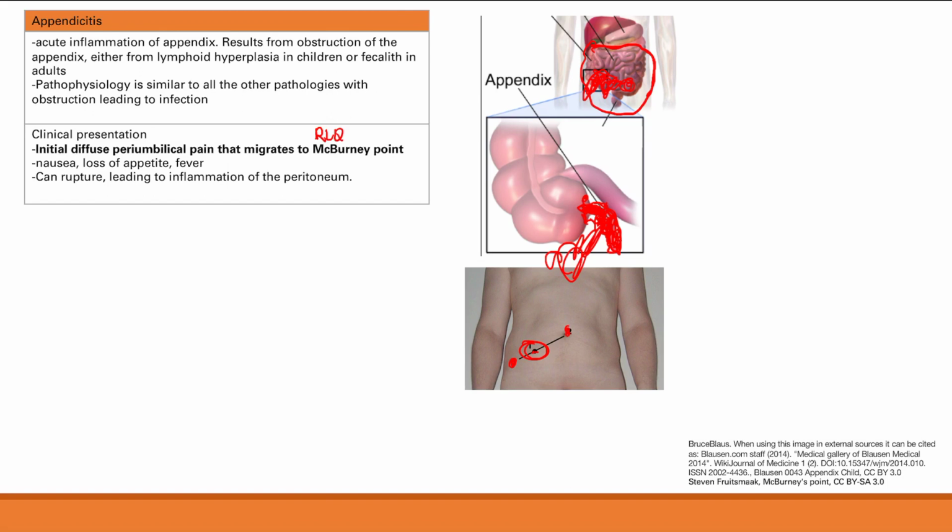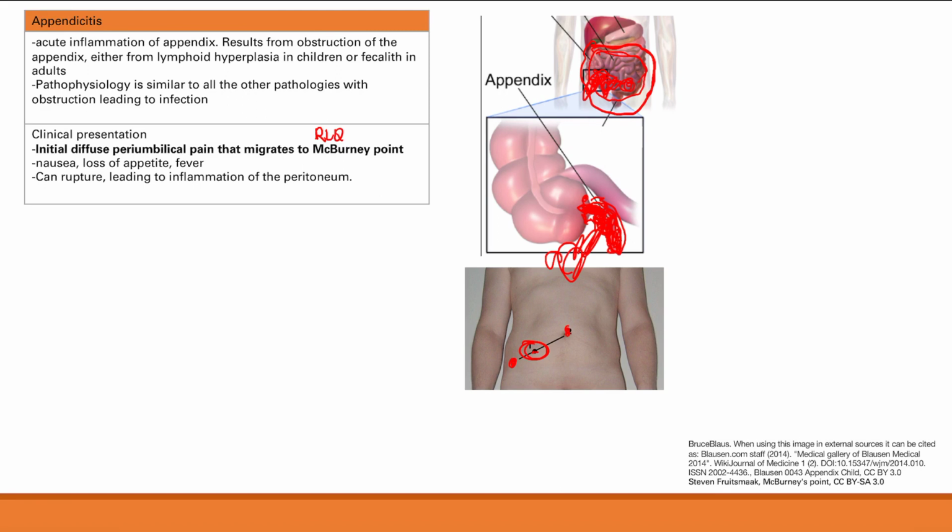Now, further additional information that you might not need for step 1, you can stop at this point. I'm done talking about appendicitis. But the reason why you get that diffuse periumbilical pain and why it migrates to the McBurney point is that first you start with a visceral pain. Visceral pain is dull, it's non-localized, and it's due to the distension of this appendix lumen. Okay, this visceral pain is stuff inside the peritoneum.